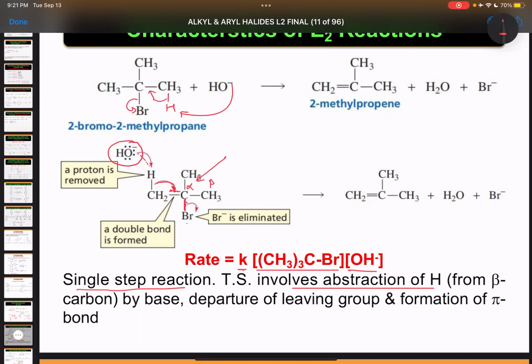So the base abstracts H plus from beta, and from alpha the halogen is removed, the leaving group departs. Is it clear? So that's why it is called alpha beta elimination reaction. Sir, one question, sir. Can you say what is a base again? Base and a nucleophile, they are just like two sides of the same coin.